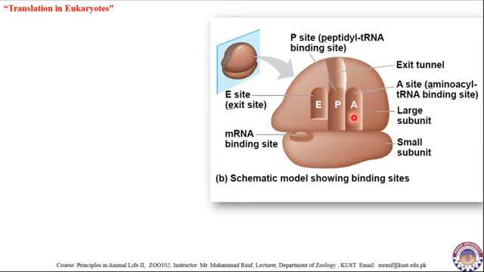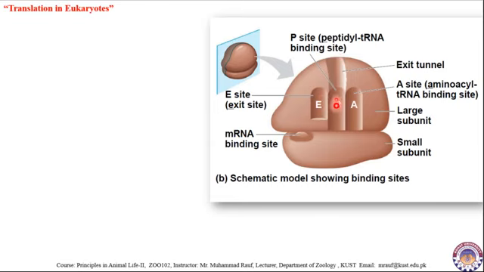Now remember that when the process of translation starts, the very first transfer RNA will enter the P site, the very first transfer RNA, and after that all the transfer RNAs will enter the A site. So remember, only the very first transfer RNA enters the P site. And why does this happen? Because when the translation starts, all those three sites are vacant, they are empty.